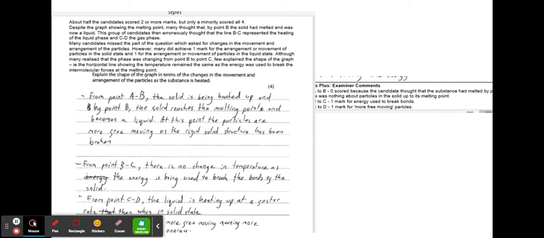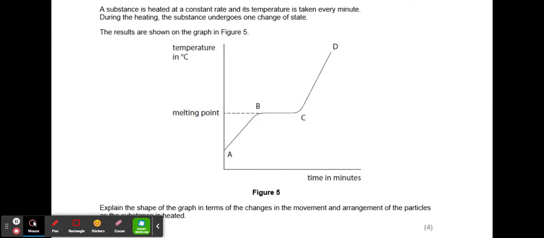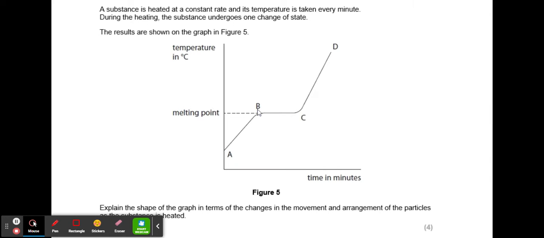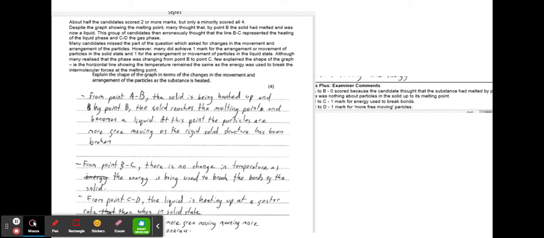Despite the graph showing the melting point, many people think that by point B, the solid had melted and was now a liquid. This group of candidates then erroneously thought that the line B to C represented the heating of the liquid phase and C to D the gas phase. So they're saying at B this is where it melts, then from B to C it's a liquid, and from C to D it's a gas, which is not true.